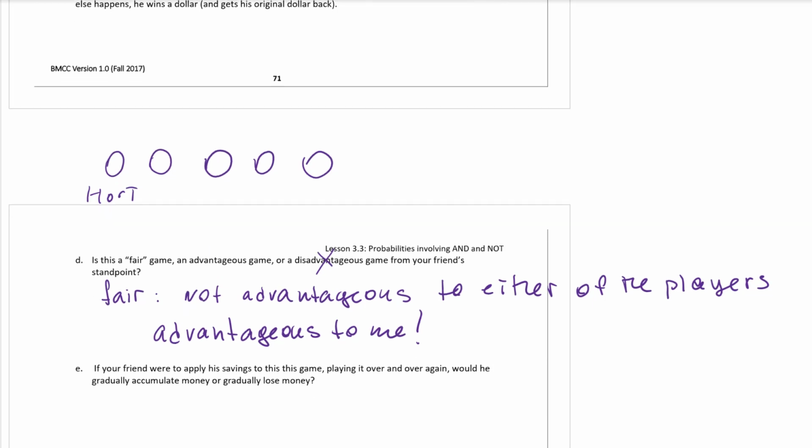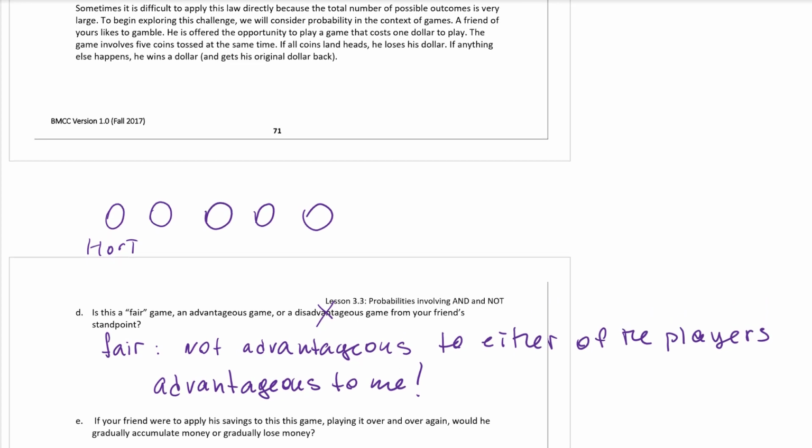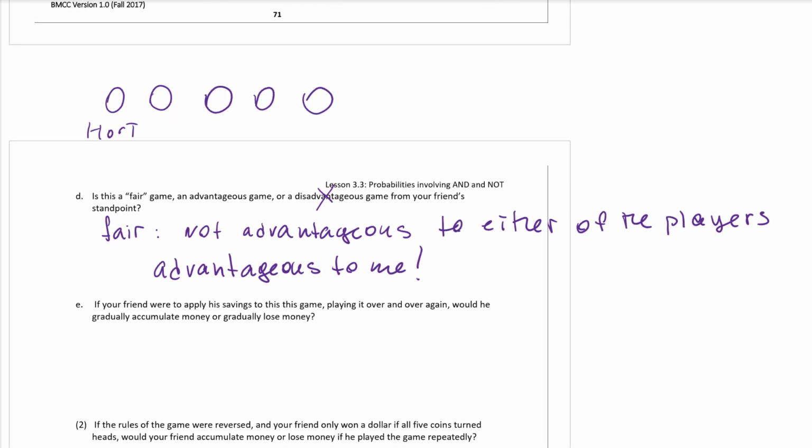Now, how about if your friend were to apply his savings to this game, playing it over and over again? Would it gradually accumulate money or gradually lose the money? What do you think? I'll give you a moment. It says if your friend were to apply his savings to this game. Oh, the friend likes to gamble, correct? Yeah, the friend likes to gamble and he is offered to play this game. Definitely he will win eventually, right? He'll be winning more often than losing, right?